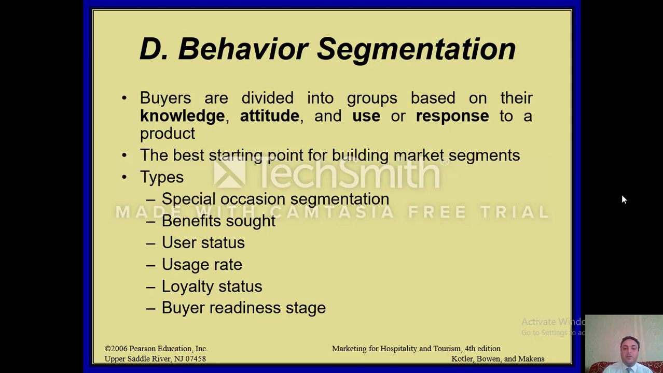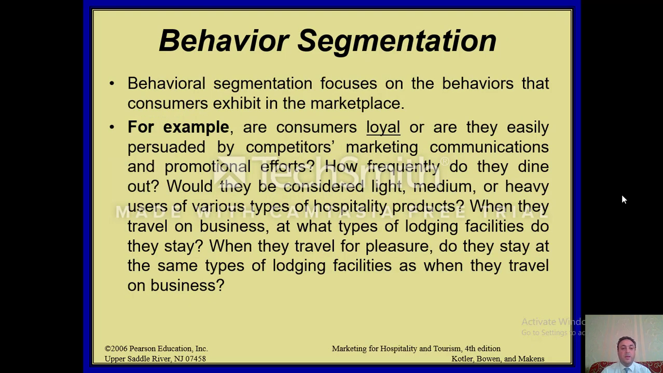Fourth is the behavior segmentation, in which buyers are divided into groups based on the knowledge, attitude, use, or response to the product. And it is the best starting point for building marketing segments, because the types of behavior segmentation contain special occasion segmentation, benefits sought, user status, usage rate, loyalty status, and buyer readiness stage. To understand this more, the behavioral segmentation focuses on the behaviors that consumers exhibit in the marketplace.